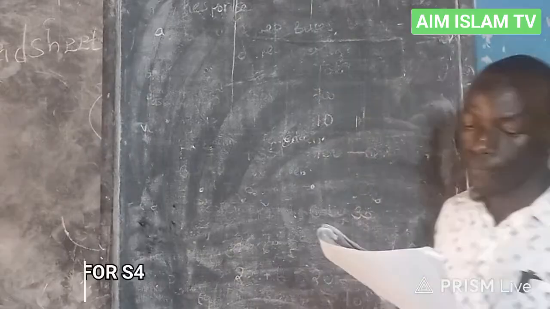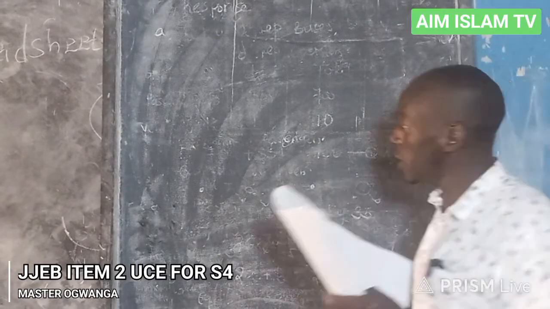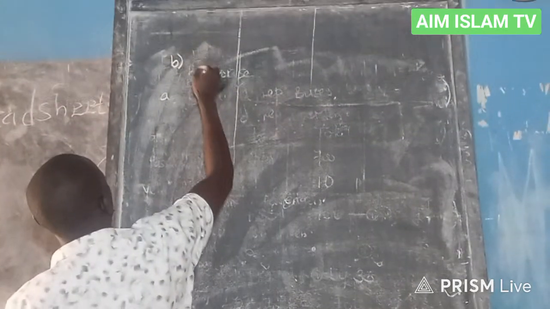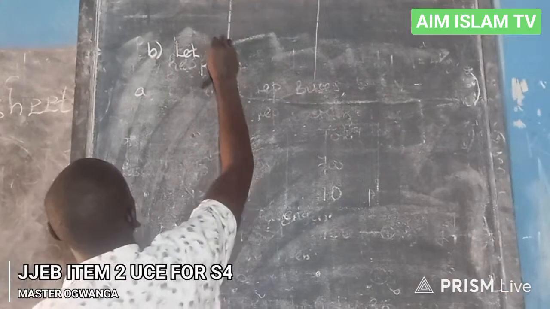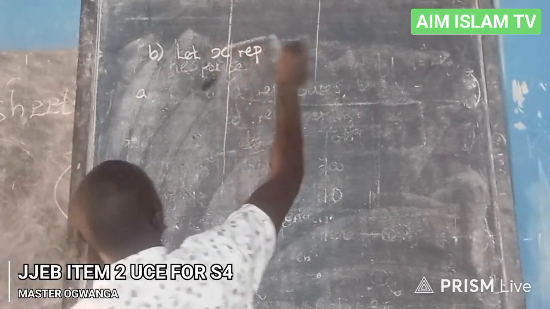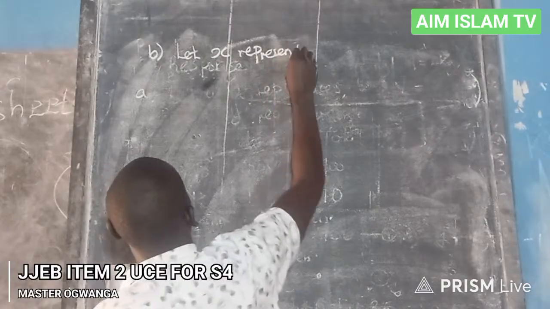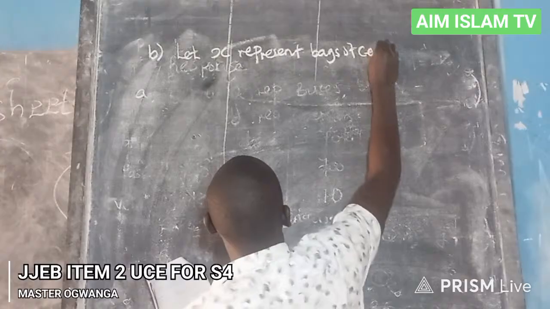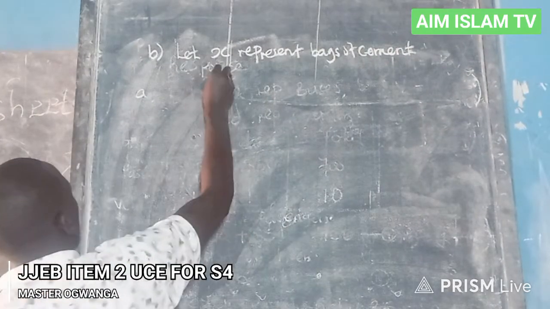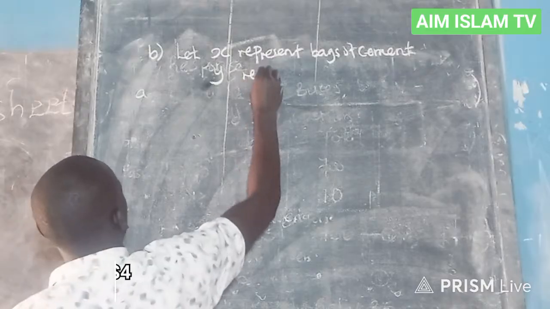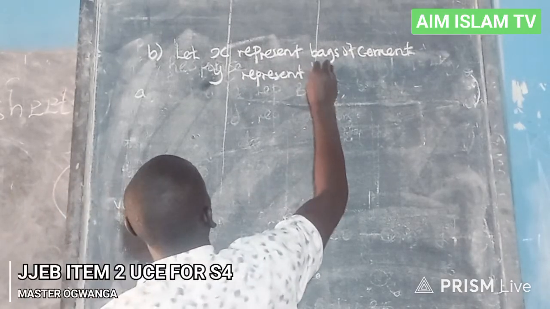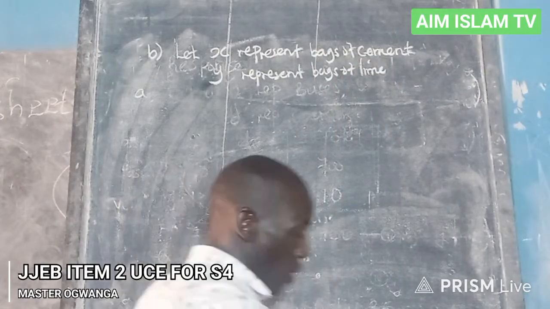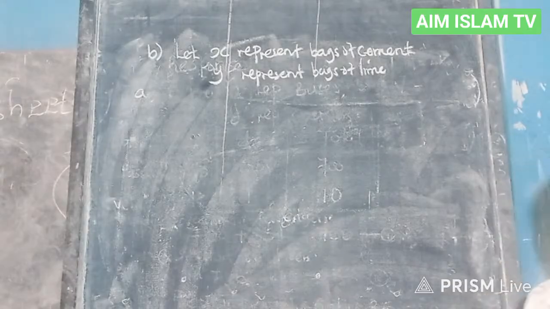So we look at this. Since we are seeing the bags of cement, that is in our part B, I am going to say let X represent the bags of cement and Y represent the bags of lime.